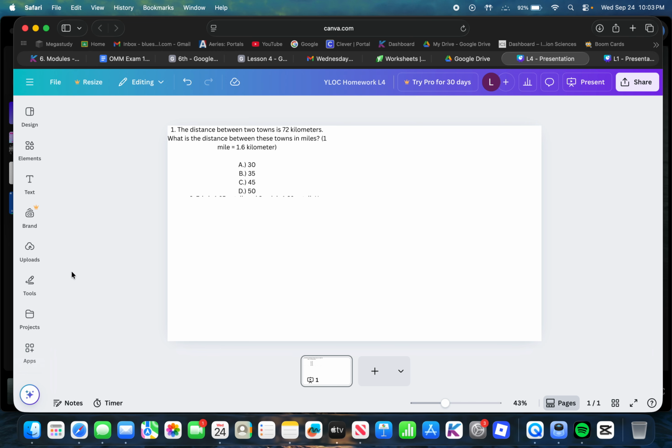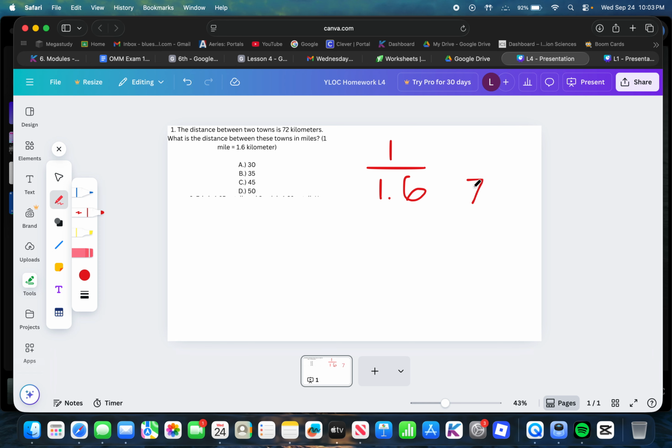Now let's take a look at number 1. Distance between two towns is 72 kilometers. What is the distance between these towns in miles? So we know that 1 mile is 1.6 kilometers. They're asking for 72. Now we can set proportions.